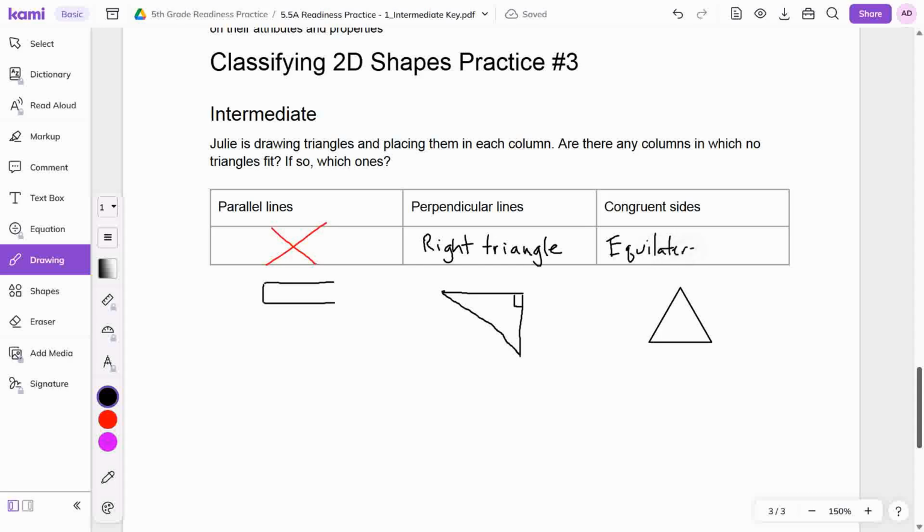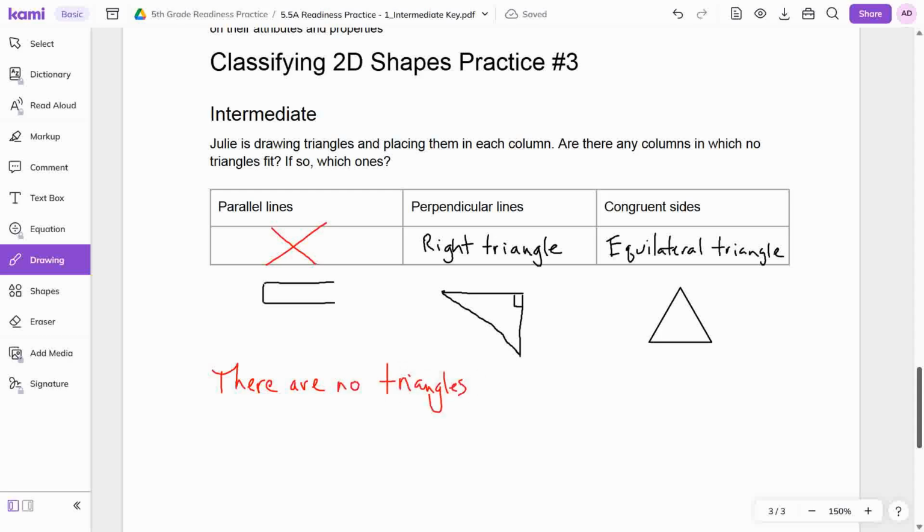All right, so there are no triangles with parallel lines. So we can make that our answer. We can say there are no triangles with parallel lines. So that does not work. But you can make triangles with congruent sides. You can make triangles with perpendicular lines.